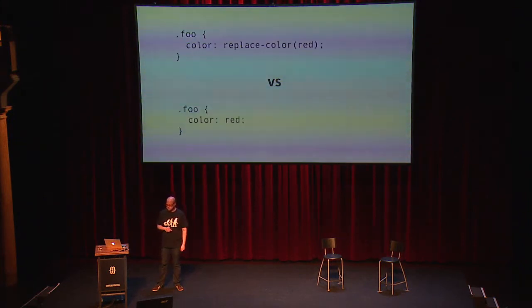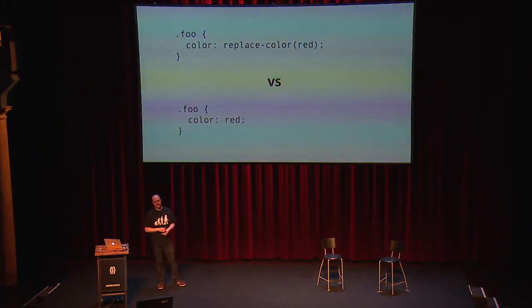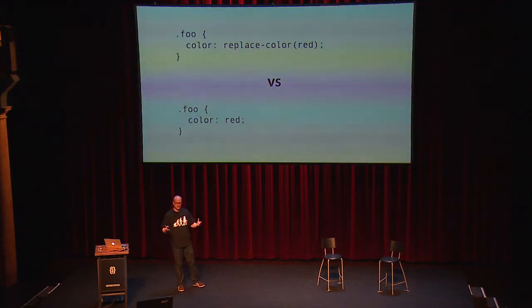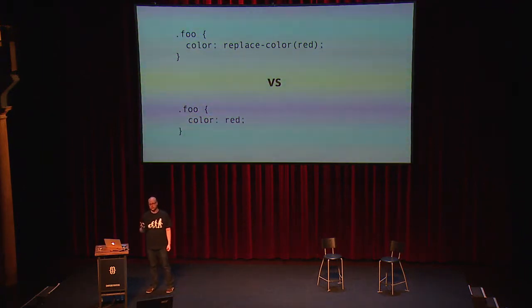So a silly example, let's say you have a color you want to replace in your document for some reason based on some logic. So in Sass, you could have a custom replace-color function. It takes a single argument, in this case a color red, and will be replaced by, for instance, blue. You could also write a PostCSS plugin to do this for you. Then you could just type color red, run this through the PostCSS plugin, and that will be changed into color blue.